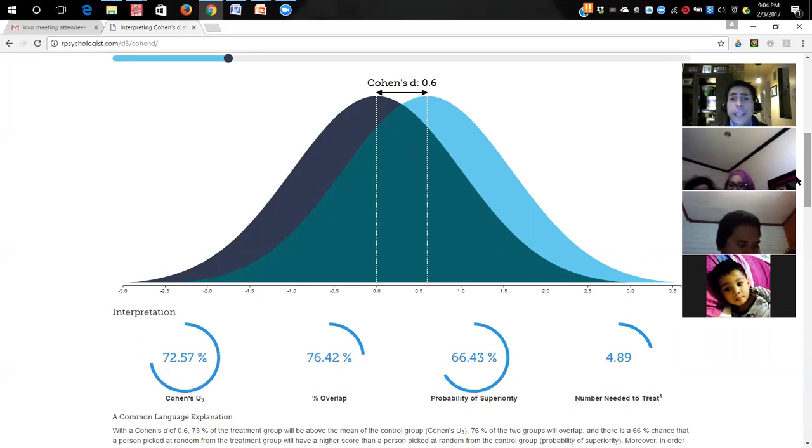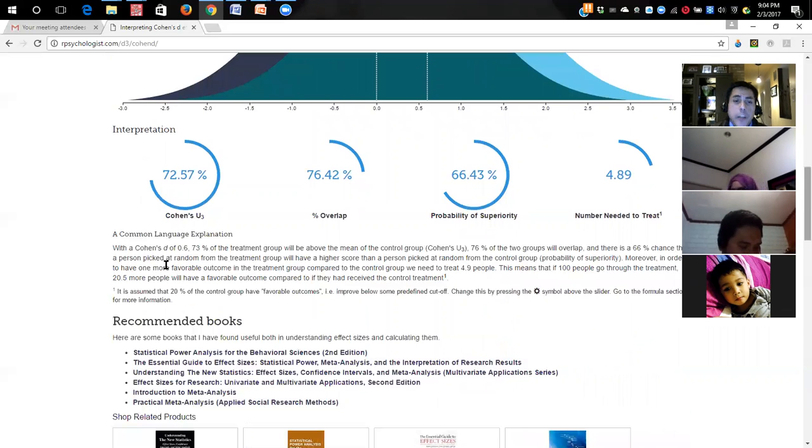The interpretation for 0.6 is that with a Cohen's d of 0.6, 73% of the treatment group will be above the mean of the control group, and 76% of the two groups will overlap. So there is this concept of overlap, and the probability of how many of the treatment group will be above the mean of the control group, that is, those who did not have the intervention.